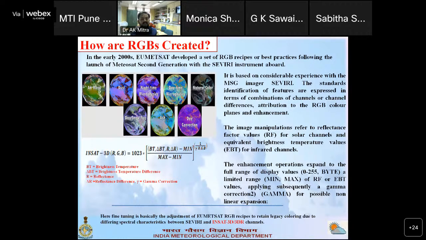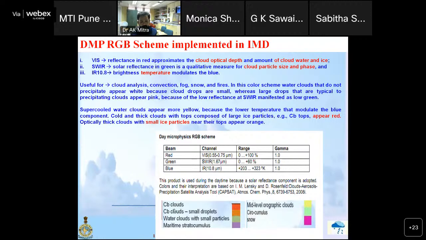They developed this RGB and we brought it into INSAT, and we put it on INSAT-3D and INSAT-3DR. Because it has multiple features, like you can see in the top column here, there is a color code that you need to understand. Like CB cloud will be brick color; CB cloud, small droplets, and then water clouds, maritime stratocumulus, snow, cirrocumulus, mid-orographic clouds. They have a nature of how they are seen: visible sees the reflectance in cloud optical depth, and then SWIR sees the cloud particle size. These are the two important ones when they merge.